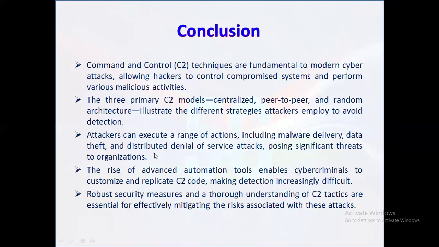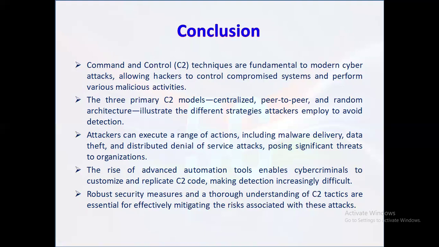Attackers can execute a wide range of actions, including malware delivery, data theft, and distributed denial of service attacks, which pose significant threats to organizations of all sizes. The potential for operational disruption and data loss underscores the importance of effective cybersecurity measures. The rise of advanced automation tools has empowered cybercriminals to easily customize and replicate C2 nodes, thereby enhancing their ability to evade detection. This trend complicates the security landscape and necessitates continuous innovation in defense strategies.